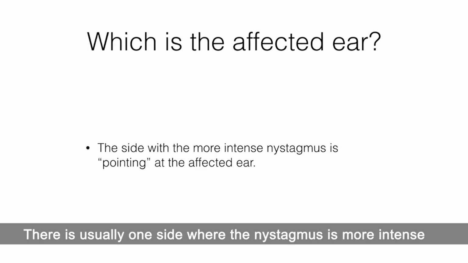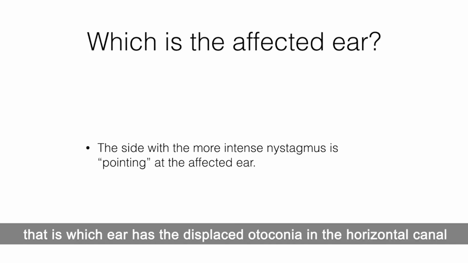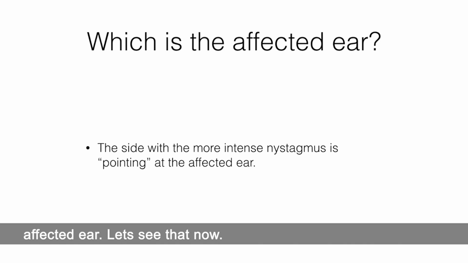There is usually one side where the nystagmus is more intense than the other. To determine the affected ear, that is, which ear has the displaced otoconia in the horizontal canal, the nystagmus on the more intense side will point towards the affected ear. Let's see that now.